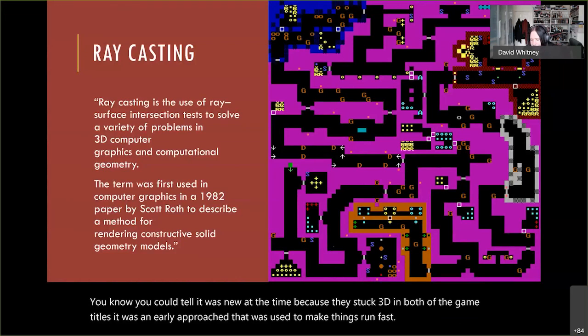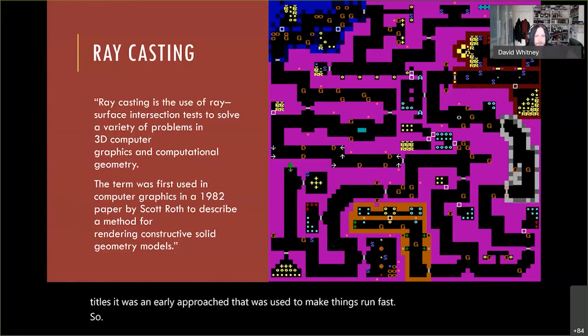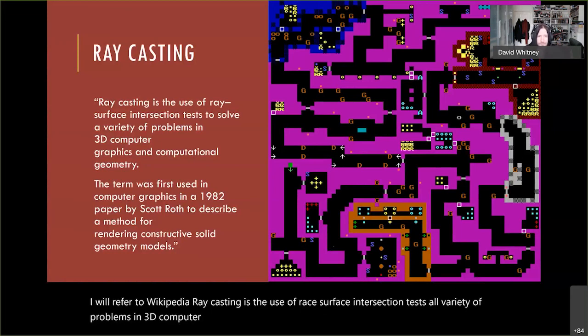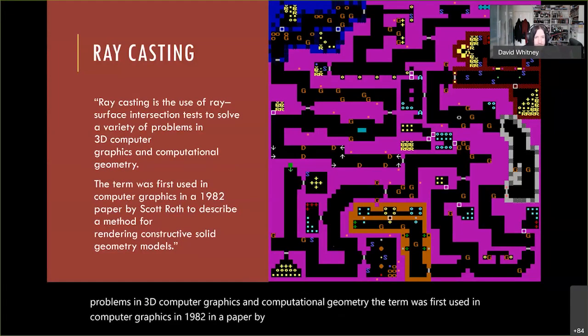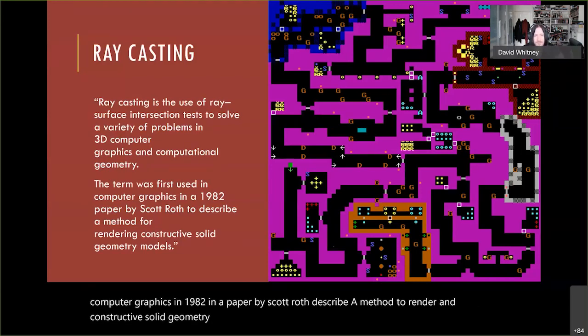So I will refer to Wikipedia. Raycasting is the use of ray surface intersection tests to solve a variety of problems in 3D computer graphics and computational geometry. The term was first used in computer graphics in 1982 in a paper by Scott Roth to describe a method for rendering constructive solid geometry models. I always wonder who writes those really, really faux sciencey descriptions on Wikipedia.